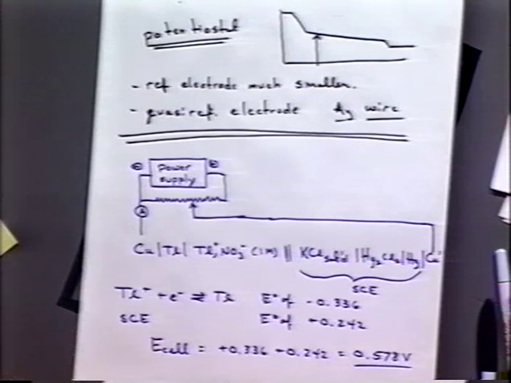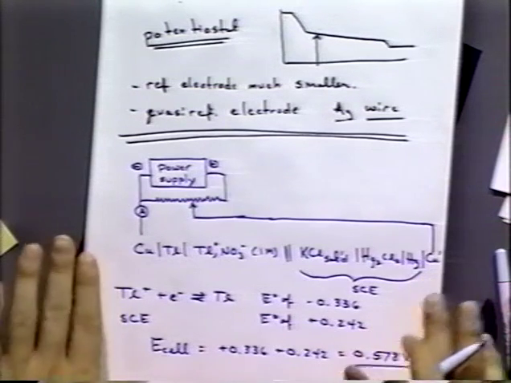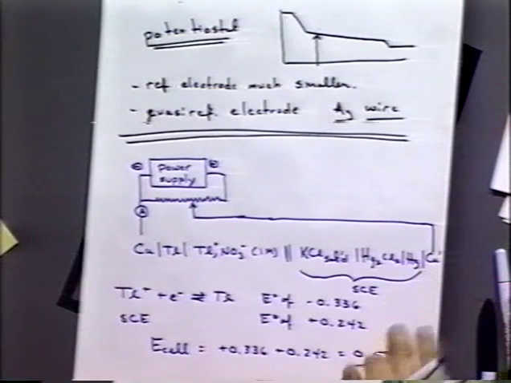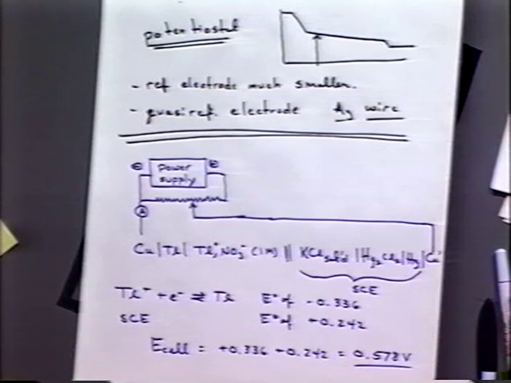So in other words, if we did not do anything to the system and we just put the system together and we used a voltmeter that didn't allow any current to flow across those terminals and measure the potential, we would find the potential of 0.578 volts on the system. And that would be in the spontaneous direction. In other words, if we did hook a wire up, the thallium would decompose to thallium ions, and we would get a net reduction of the calomel to mercury to drive that reaction.